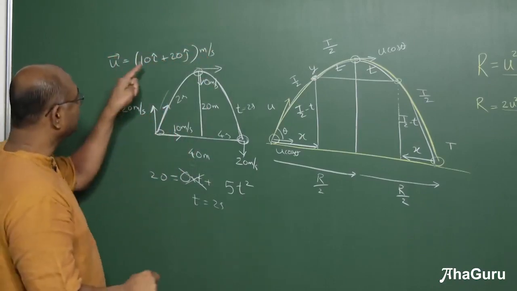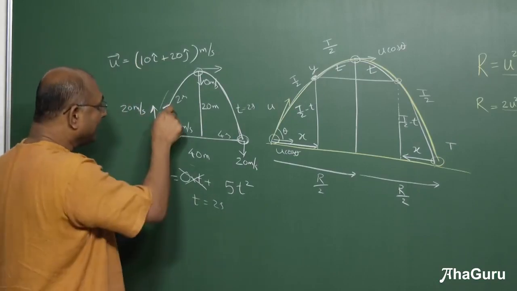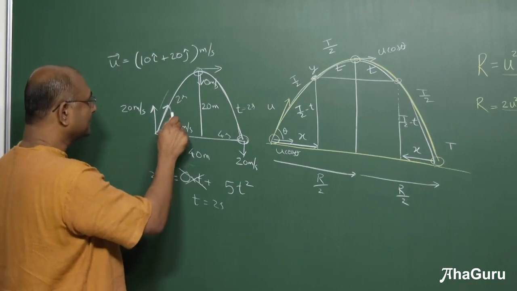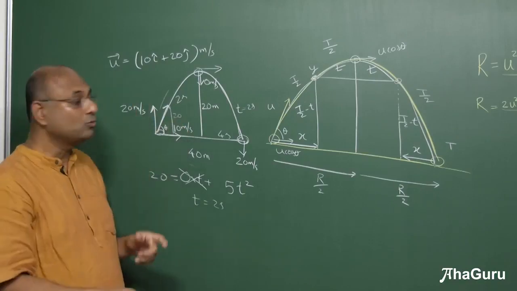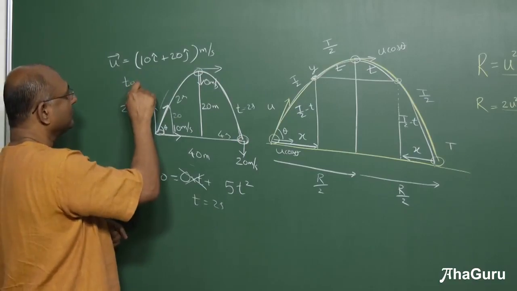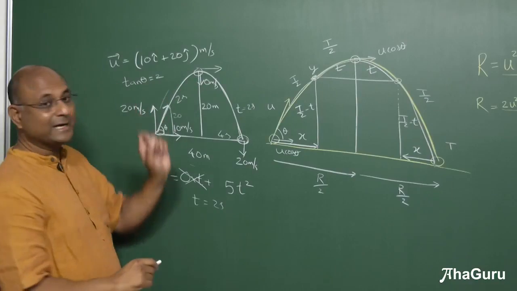Which means now if you want the speed, you can take root of 10 square plus 20 square. If you want the angle, you can find the angle as well, because this is 20, that is 10, tan of theta is 20 by 10, 2. So tan theta is 2. So many things that you can quickly calculate if you start at the top.